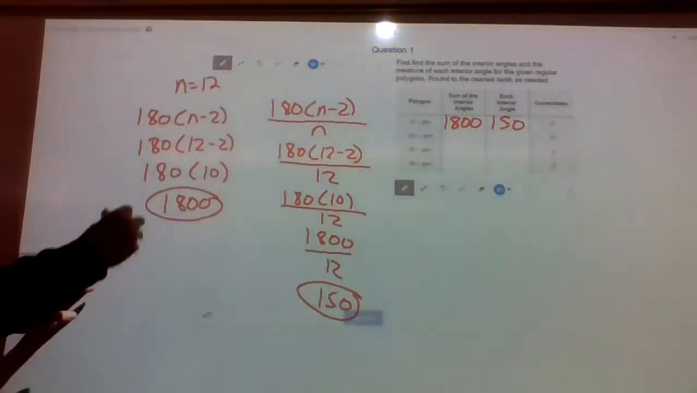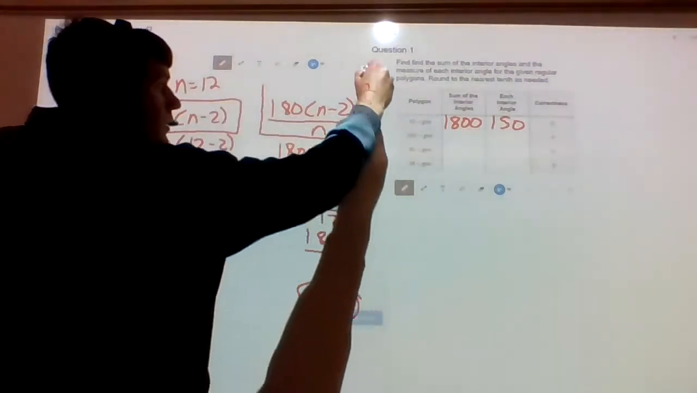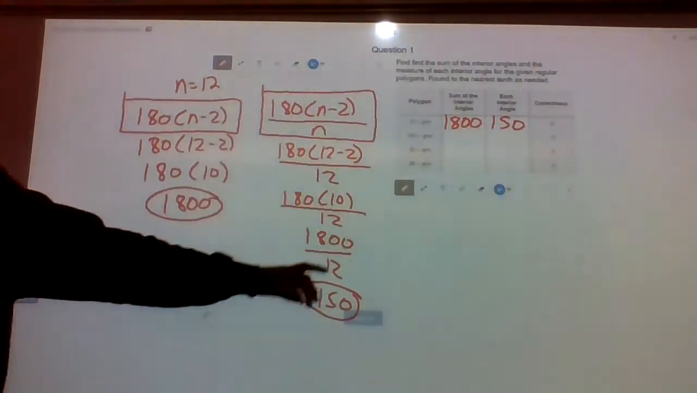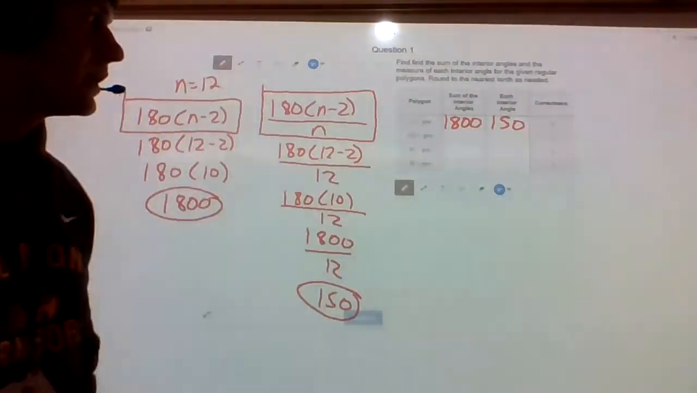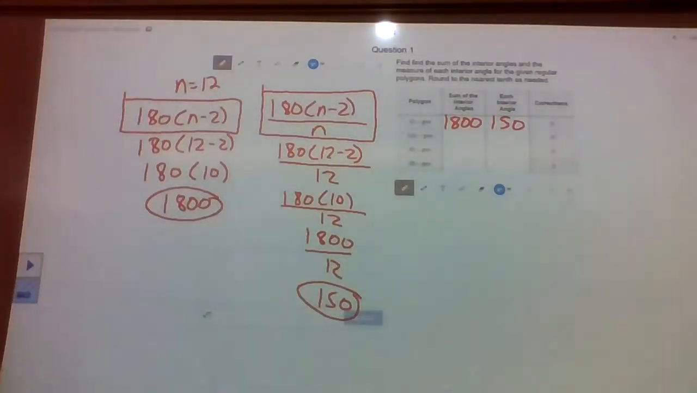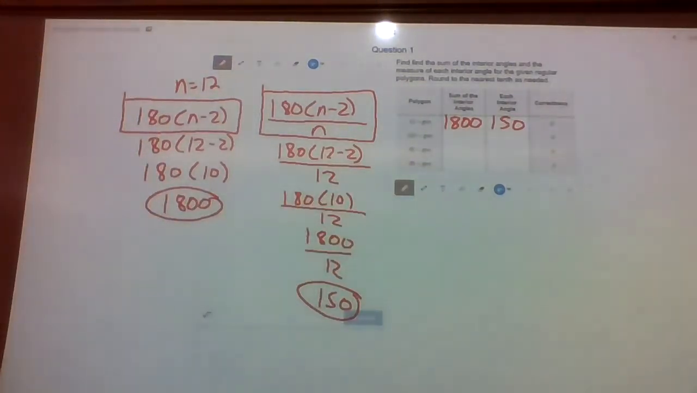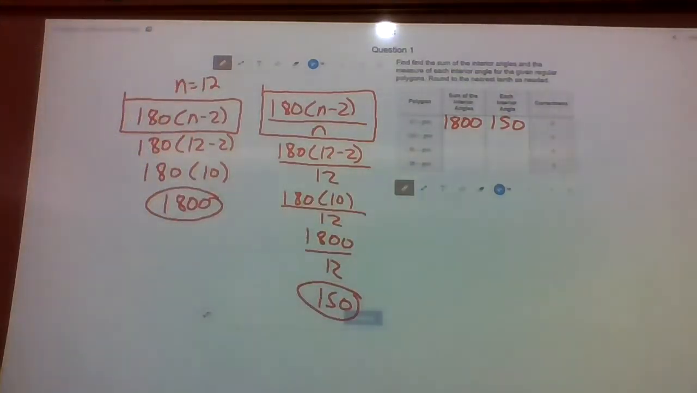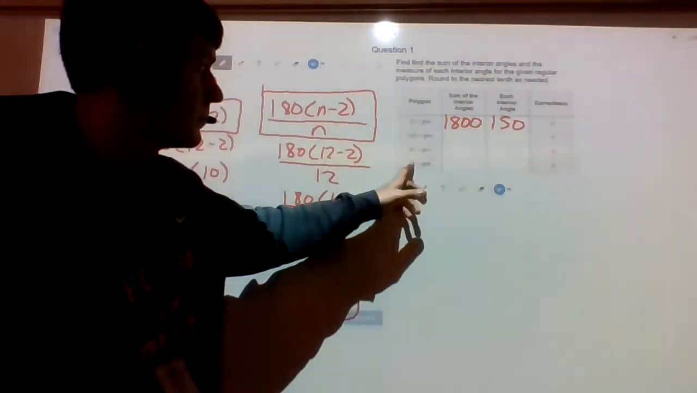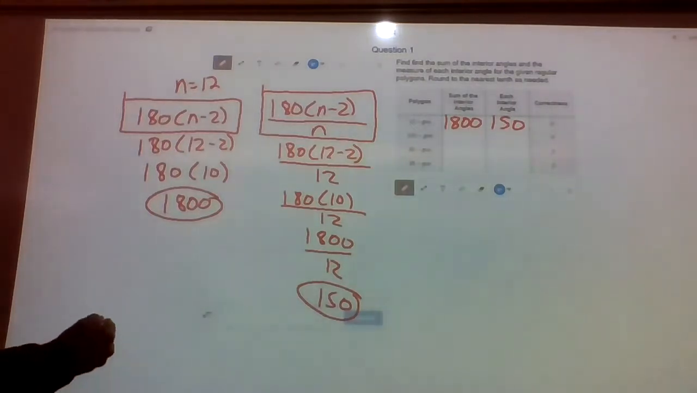Okay, so for your formula for the sum of the interior and formula for each interior, all we're doing is plugging in 12. For the next one, the 102gon, that's got 102 sides, you're going to plug in 102. For the next one, it's a 90gon, that means it has 90 sides, you're going to substitute in 90. And then a 36gon, you're going to substitute in 36. But I'll let you do those ones.